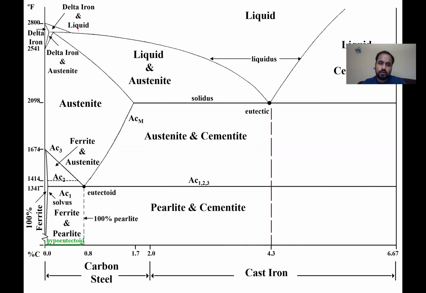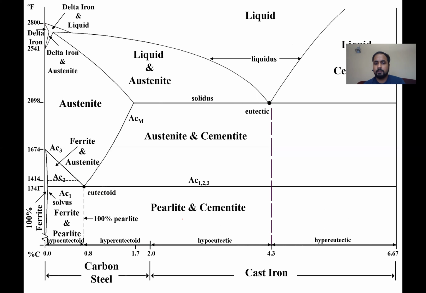All right, if you are in the region to the left of the eutectoid temperature, it's called the hypoeutectoid region. If you are in the region to the right of the eutectoid temperature, that's called your hypereutectoid. This hypereutectoid is valid up to 2% because after that you have cast iron. So if you're in the cast iron region, if you're to the left of the eutectic, it's called hypoeutectic, and if you're on the right of the eutectic, it's called hypereutectic. So that completes the iron carbon phase diagram.